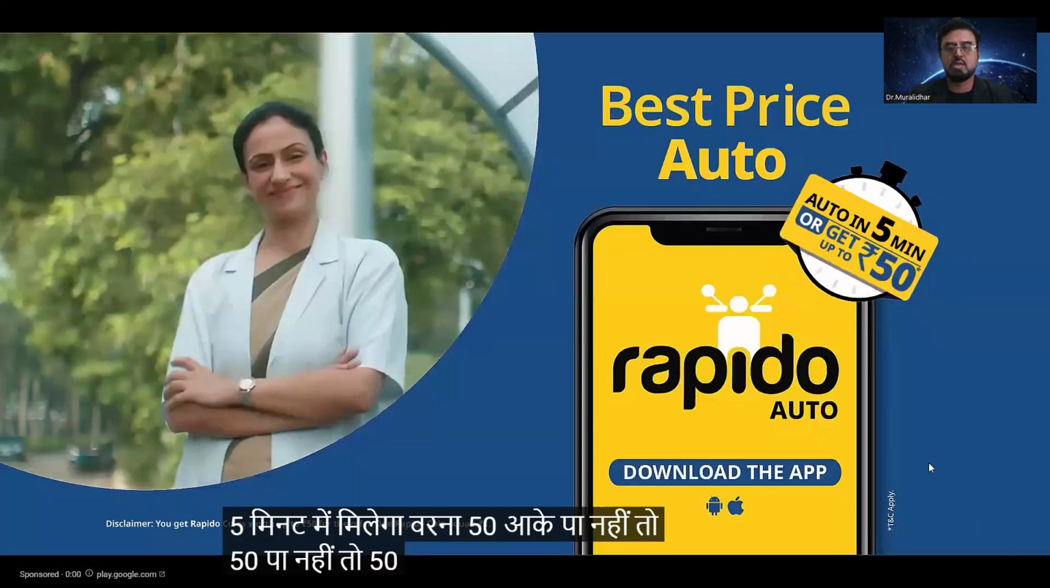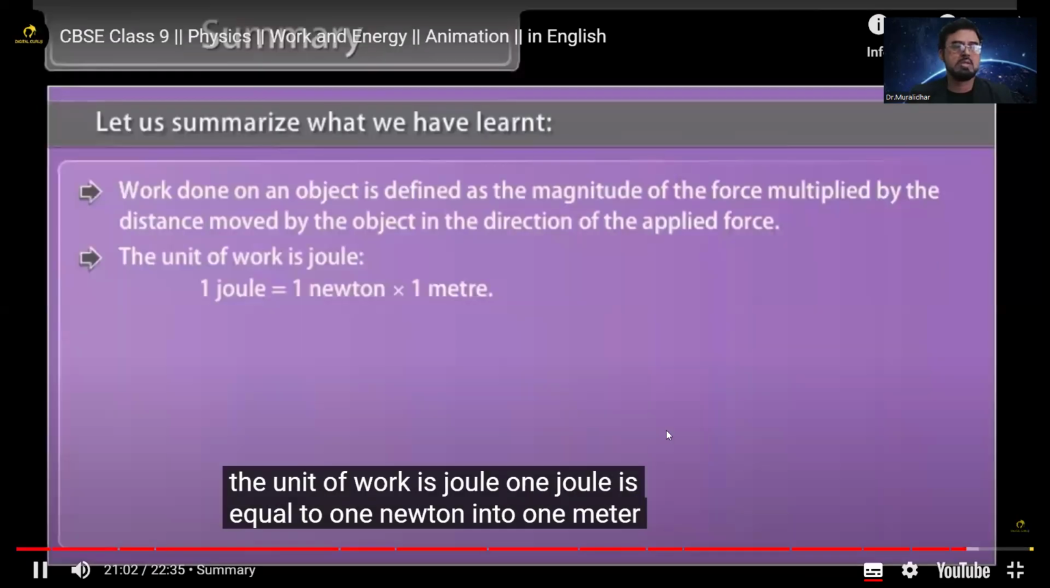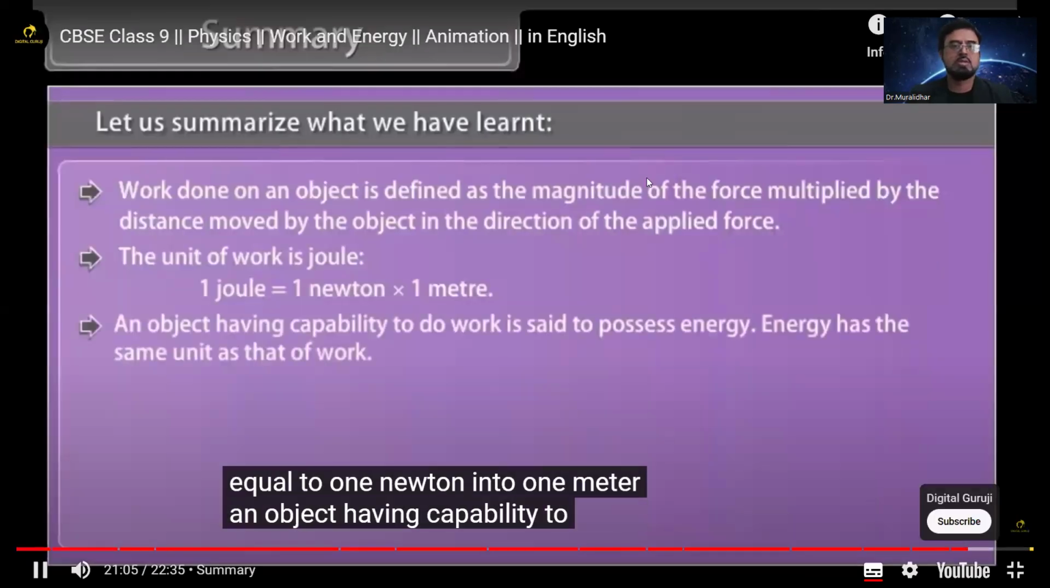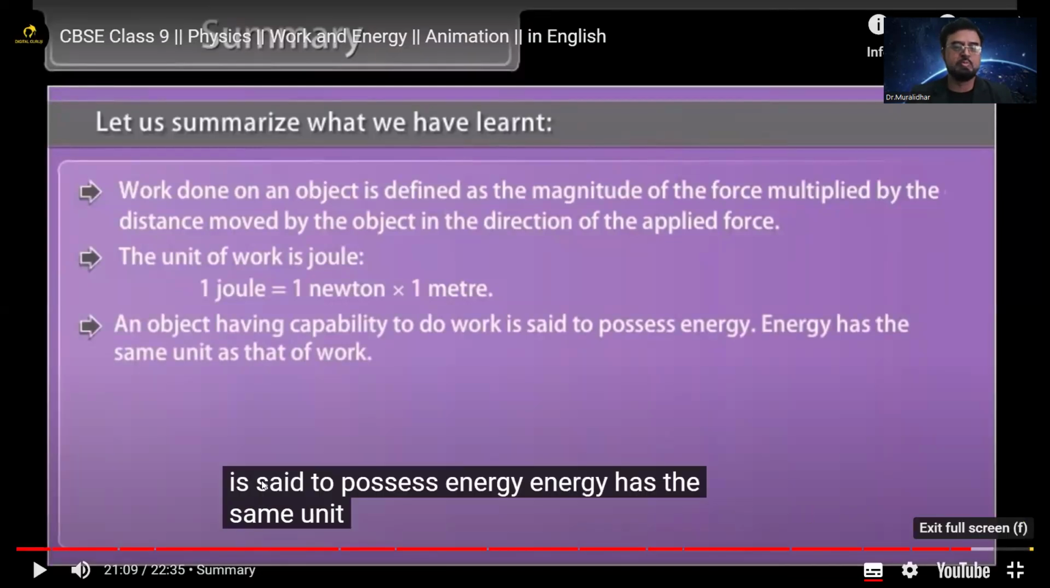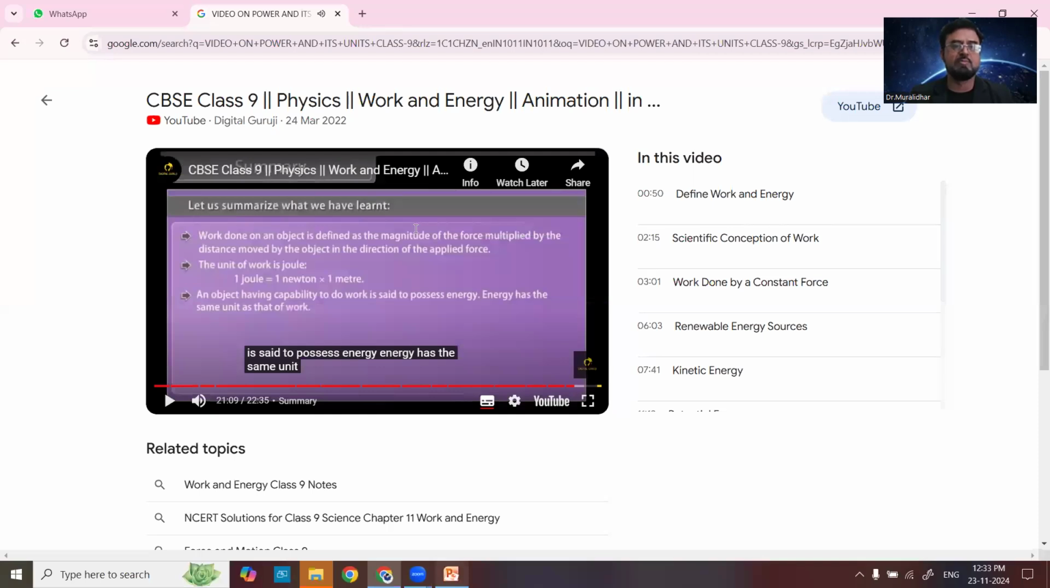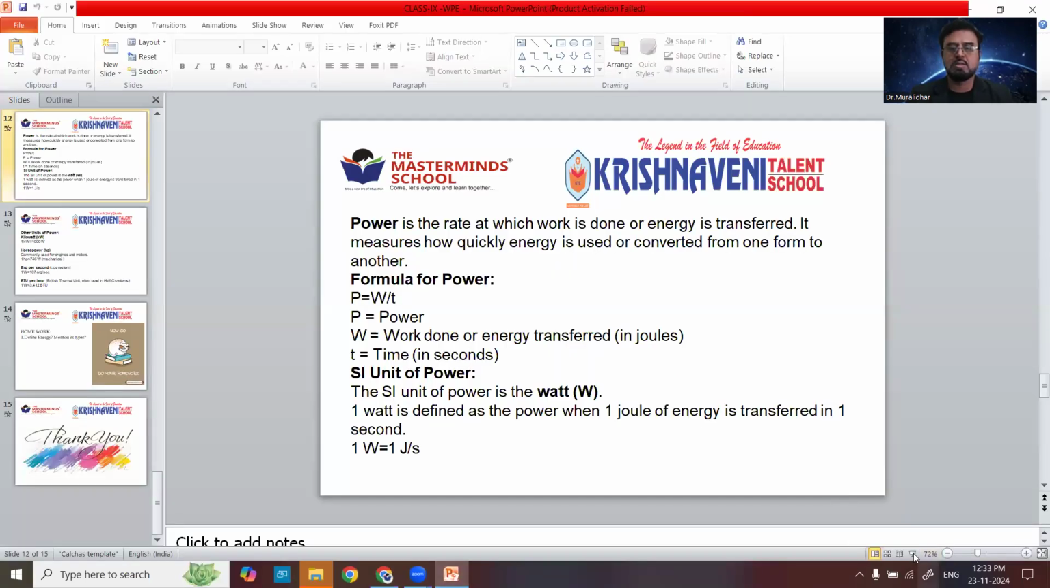An object having capability to do work is said to possess energy. Energy has the same unit as work. Okay, anyway. We got a complete picture about work, energy, and types of energies.